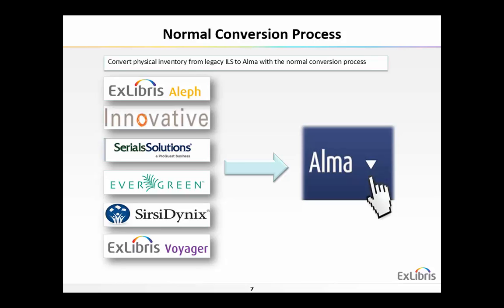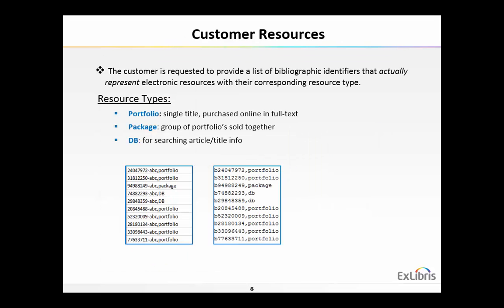resources only. It will remain that way until the list identifying those resources which are electronic is supplied by your institution and converted in Alma via the P2E process by the migration team. The first requirement for the P2E process is that your institution provide a list of bibliographic identifiers that actually represent electronic resources with their corresponding resource type.